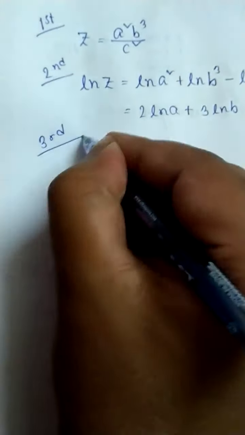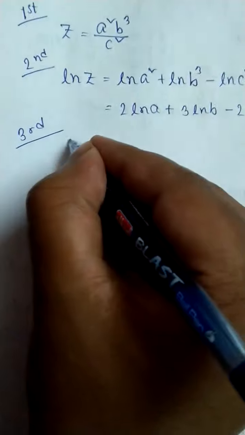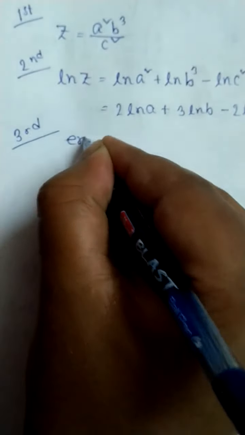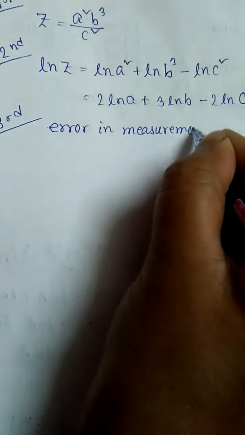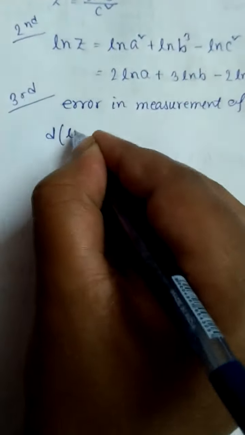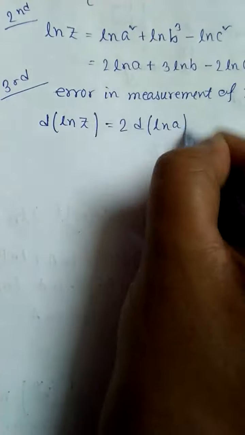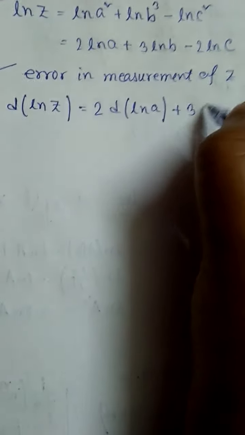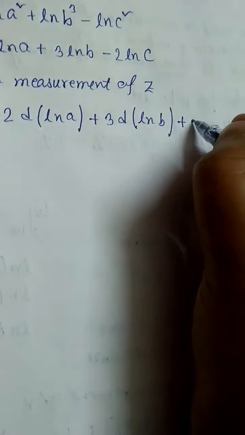Okay, now third step. What is the third step? Third step, you have to write this thing, that is error in measurement of z. So that is equal to d of ln z. 2 is a constant, so 2 d of ln a. 3 is a constant, so 3 will come out, d of ln b plus 2 is a constant, 2 d of ln c.